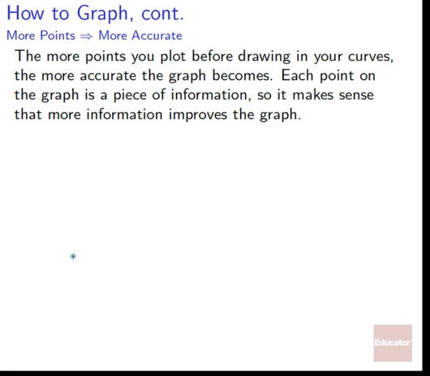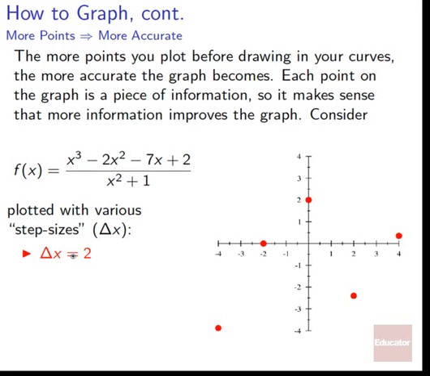Let's look at a specific example. Consider f of x equals this complicated monster of a function, x cubed minus 2x squared minus 7x plus 2 all over x squared plus 1. And we'll plot it with various step sizes. What I mean is how big a jump we have between the various test points that we're setting up.